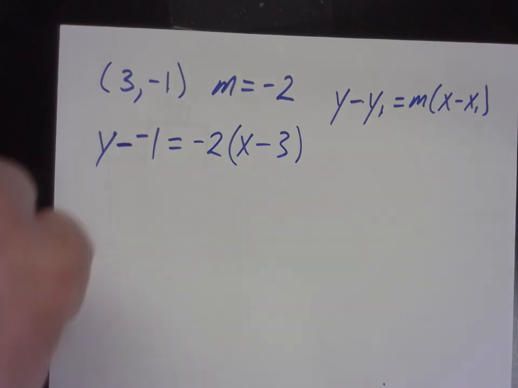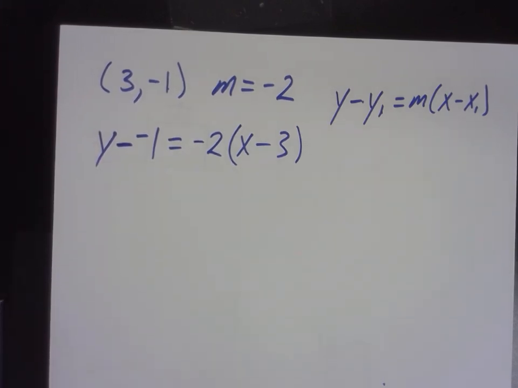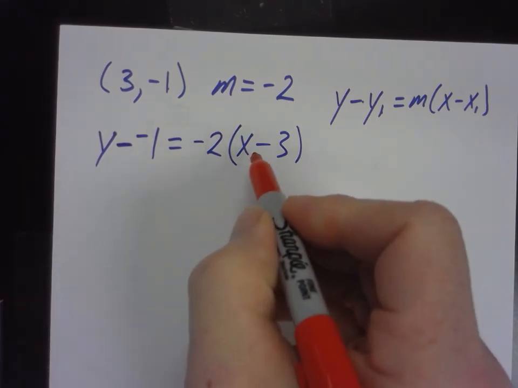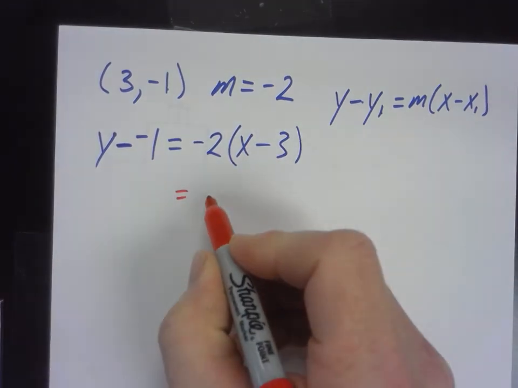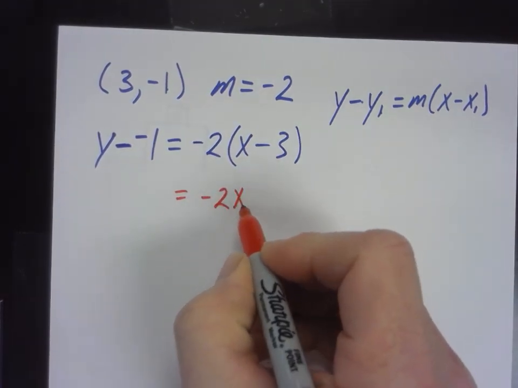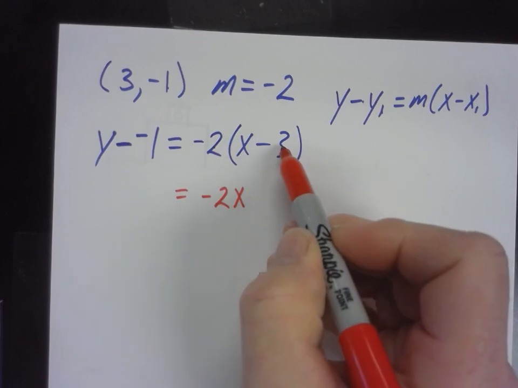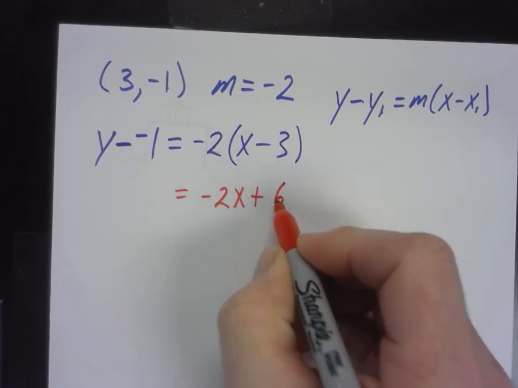Okay. So Georgia, what do you want to do first? What do you see here that's kind of bugging you? Parentheses. Should we do that first? I think that would be fine. This is negative 2 times x, and negative 2 times negative 3, plus 6, right?